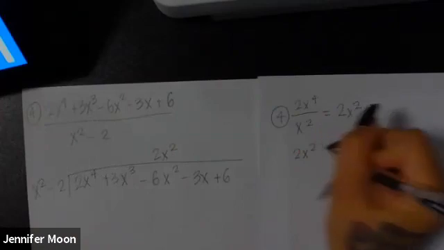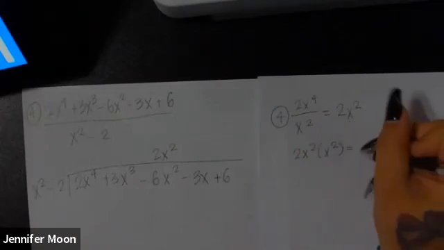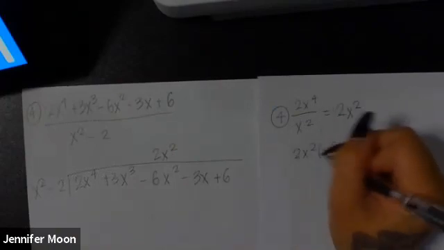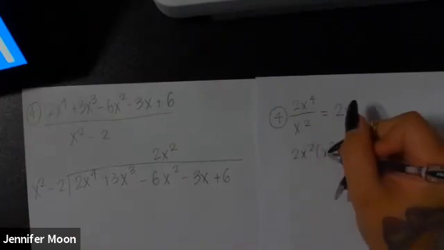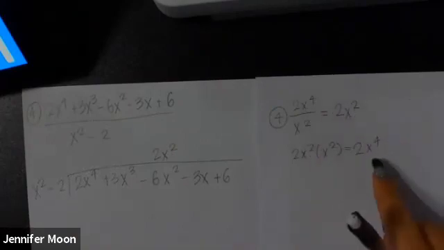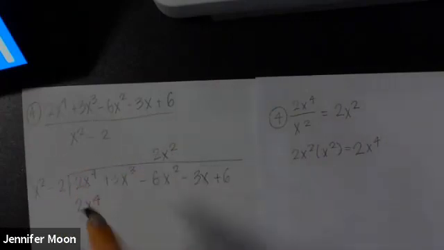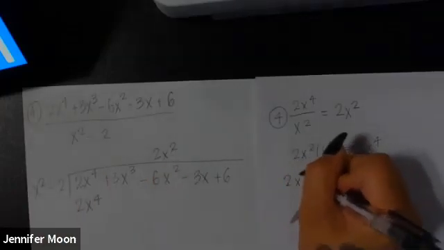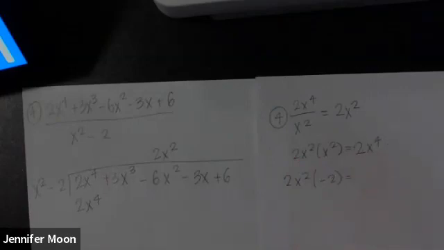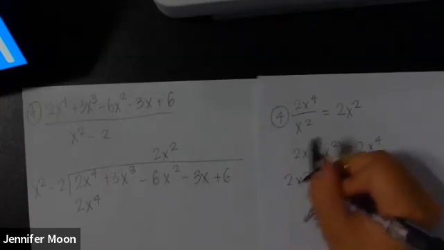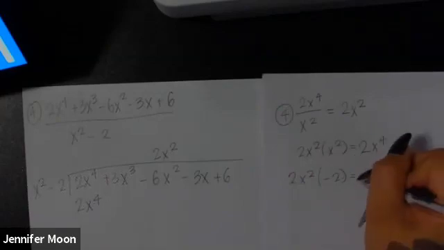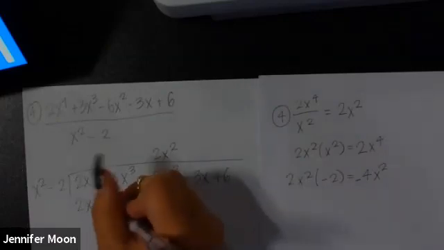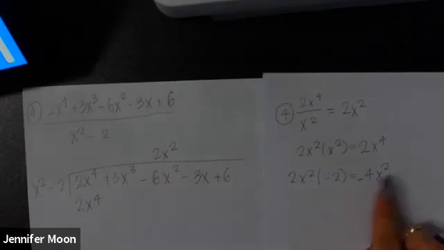So we do 2x squared times x squared. 2 times 1 is 2. Signs are the same, so it's positive. x squared times x squared is keep and add. Because it's 2x to the fourth, it gets written under the x to the fourth term. You still need to do this multiplication right here, which is 2x squared times a negative 2. 2 times 2 is 4. x squared times no x squared is still just x squared, and that's actually going to be a negative 4x squared.